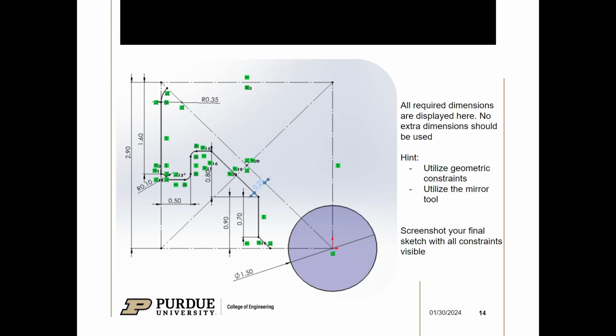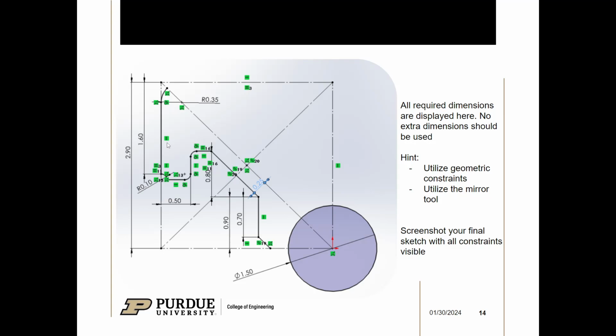A good hint for this, I like to use a construction square. I just made a bunch of lines, and I made them all construction lines. You can see here, right here, there's a square creating a quarter section of the extrusion profile, and then I just mirrored it onto this diagonal line here, and then I did a circular pattern to create all four, if that makes sense.